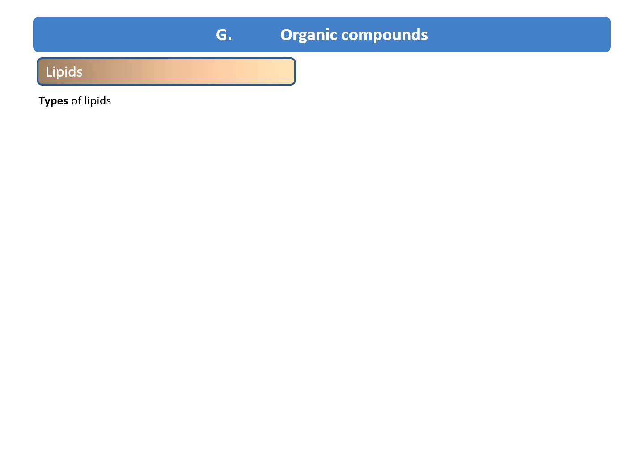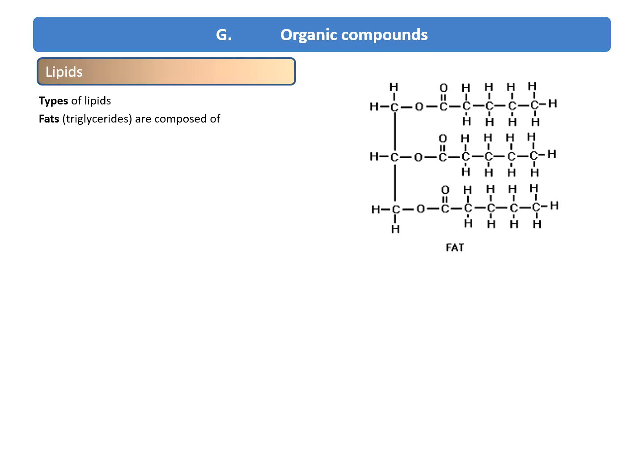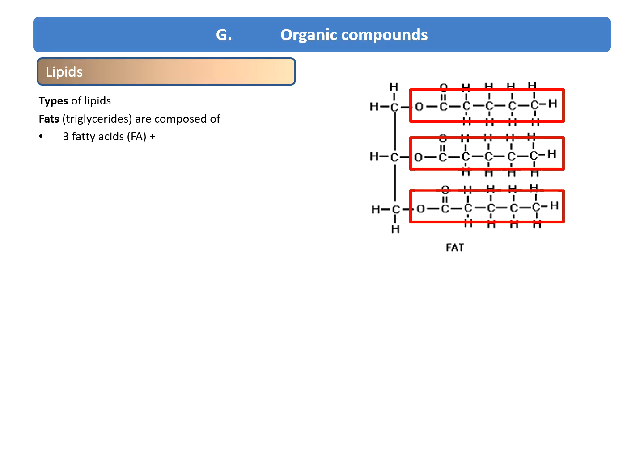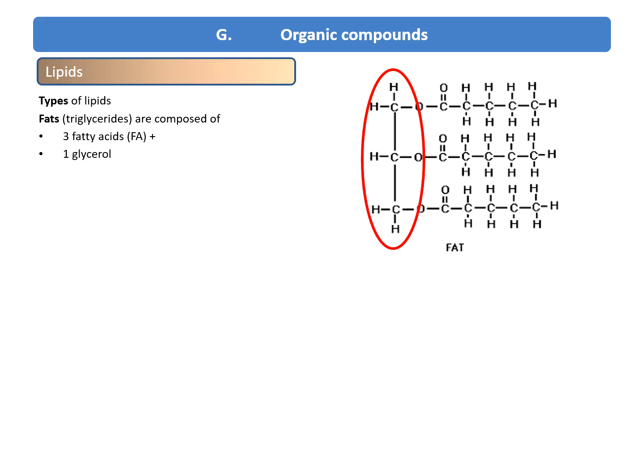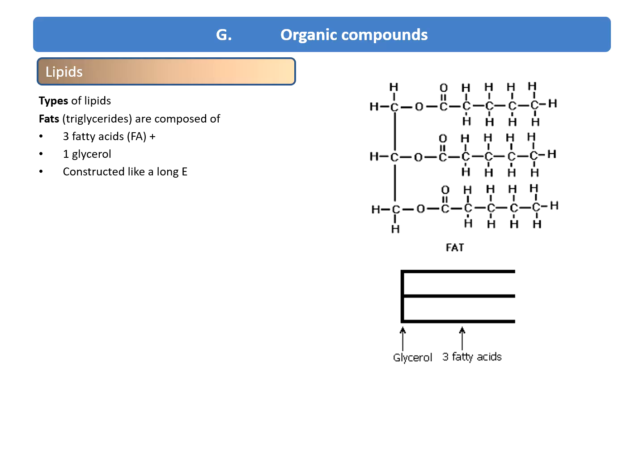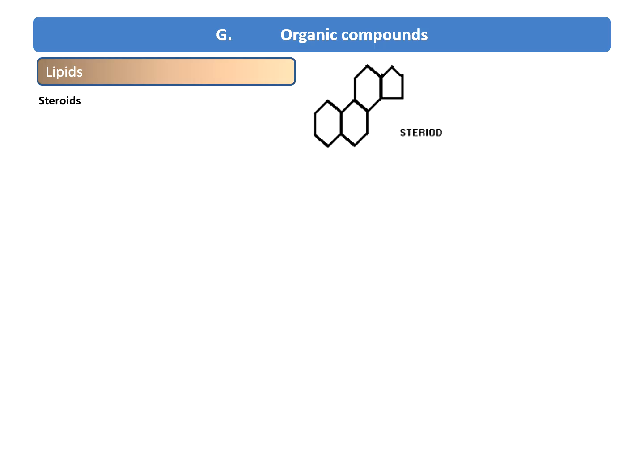Among the types of lipids are the fats or triglycerides. Fats are composed of 3 fatty acids and a glycerol. They're constructed a little like a long E. The general function is energy storage. A fat is unsaturated if it contains unsaturated fatty acids, saturated if it contains saturated fatty acids.